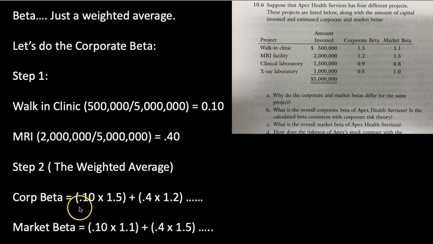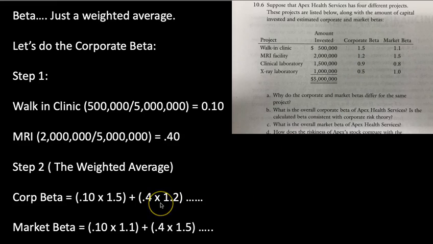You're going to take for the corporate beta, let's do that one. You're going to take the percentage, again, leave it in a decimal point, times the corporate beta, because we're going to do corporate beta first. Okay? Look them up on the chart. Okay, so I know the walk-in clinic is 10%, corporate beta is 1.5. I'm going to multiply those together. I'm going to get a number. I'm going to write that number down.